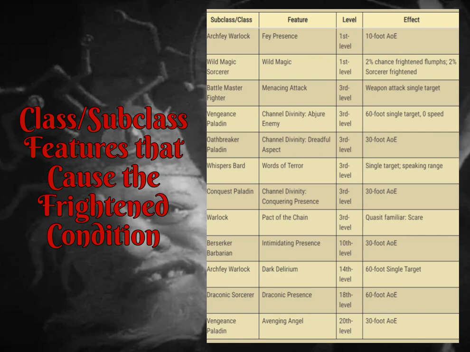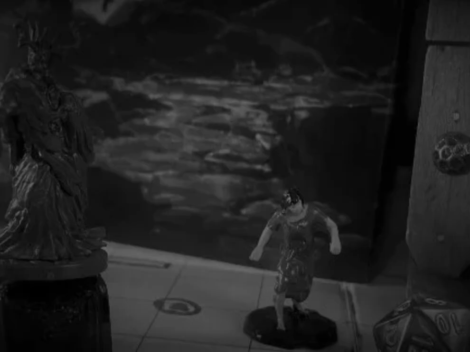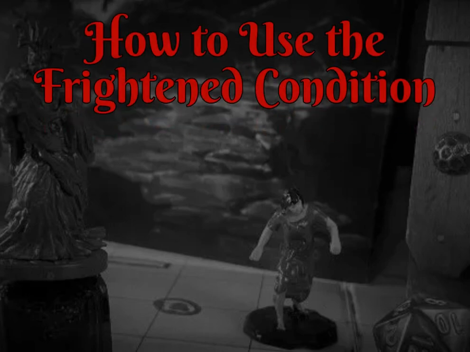And finally, there are a few racial features that can cause the Frightened condition. There are only a few of these, but if you're going all in on a fear-based character build, you want to be a Dragonborn with a Dragon Fear racial feat, a Fallen Aasimar, or an Eladrin Elf. Alright, so that's the very quick rundown of how the Frightened condition works and how to cause it. Now let's get into a few ways to make it a part of your party's tactics.